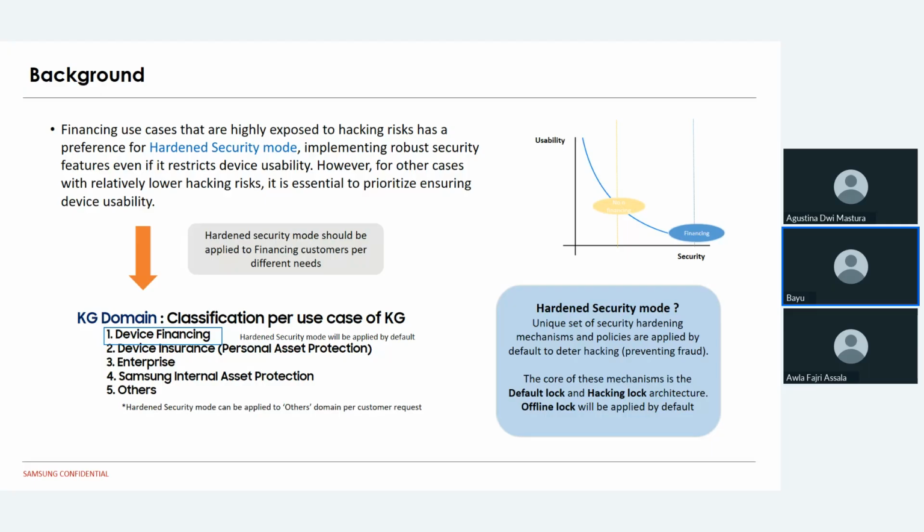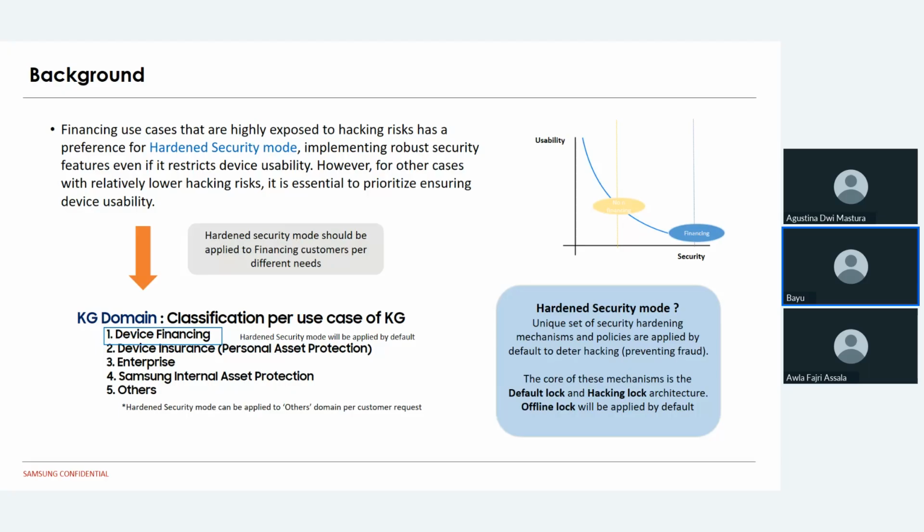So to better serve these needs, we have classified Knox Guard into five distinct domains. The first one is device financing. The second one is device insurance. Next we have the enterprise domain. Next is Samsung internal asset protection. And we also cover others. The others domain can be based on per customer request.